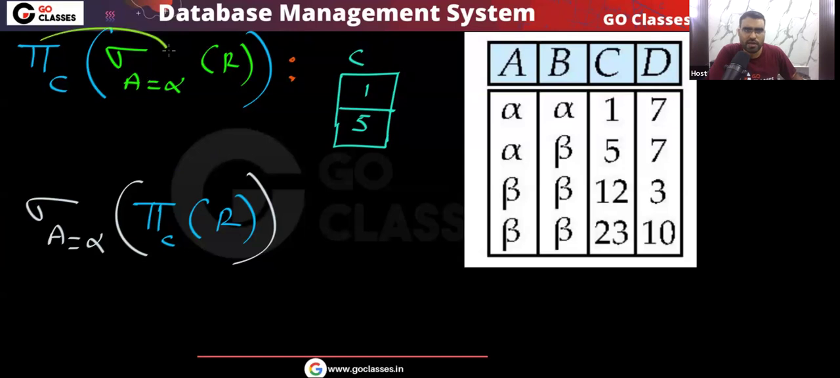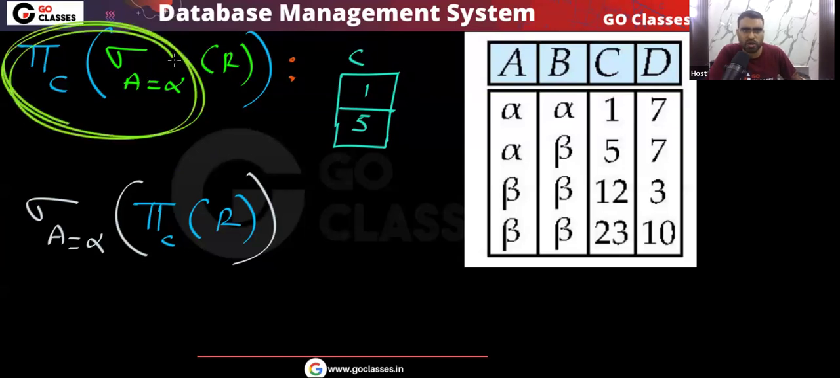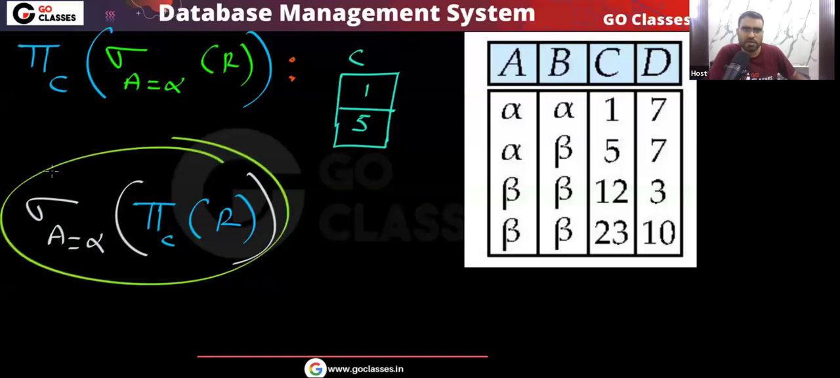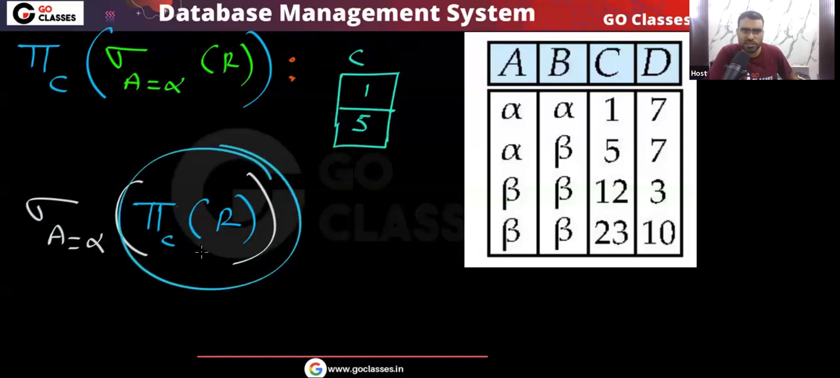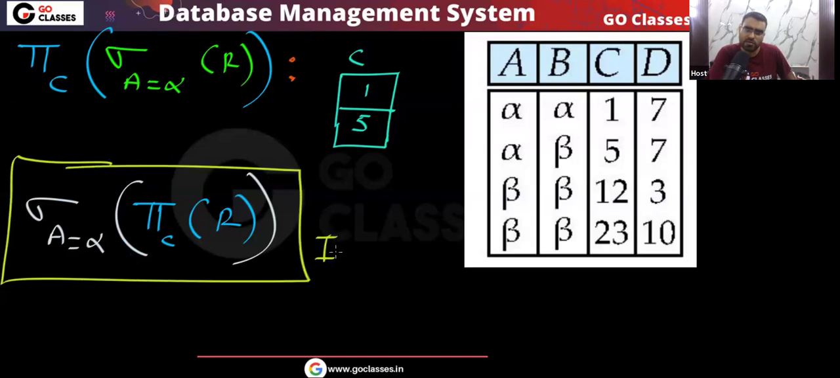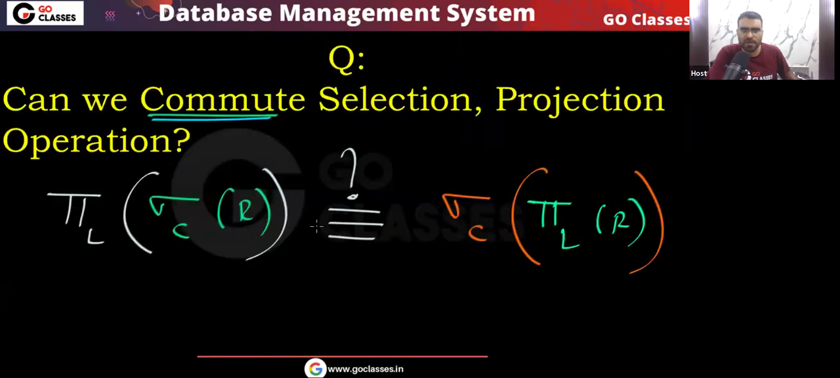What I'm doing is commuting them, yes or no? I'm swapping them. If I swap them, this is actually invalid, yes or no? This is invalid because here you have attribute C. Can you apply this condition? Very simple. So remember, this will be an invalid query. So can I commute selection and projection? Tell me, can I commute selection and projection? Let me know.